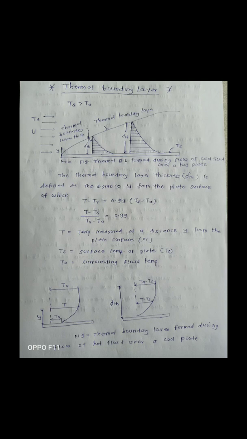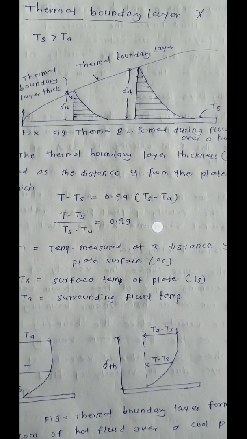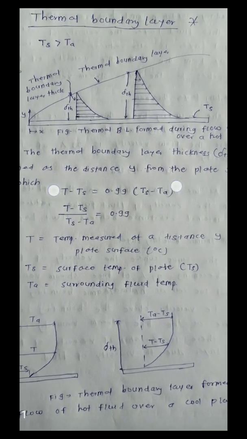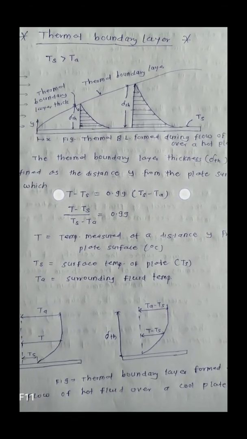Today we discuss the next point, that is thermal boundary layer. In the last lecture we discussed the hydrodynamic boundary layer, and today we discuss the thermal boundary layer. For that we have to consider the case that Ts is greater than Ta. So what is meant by Ts? For that we have to consider one diagram. This is the diagram related to the thermal boundary layer.